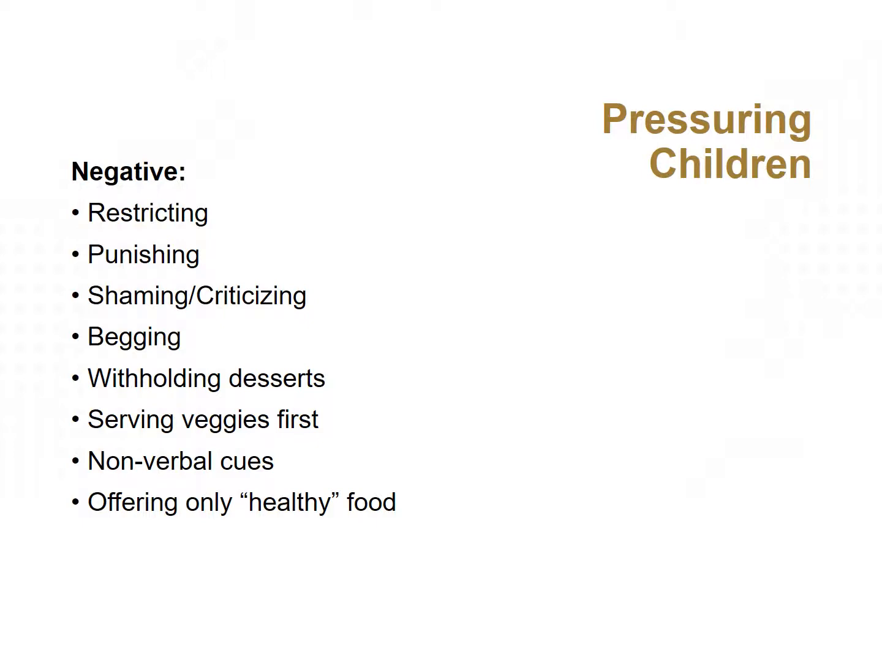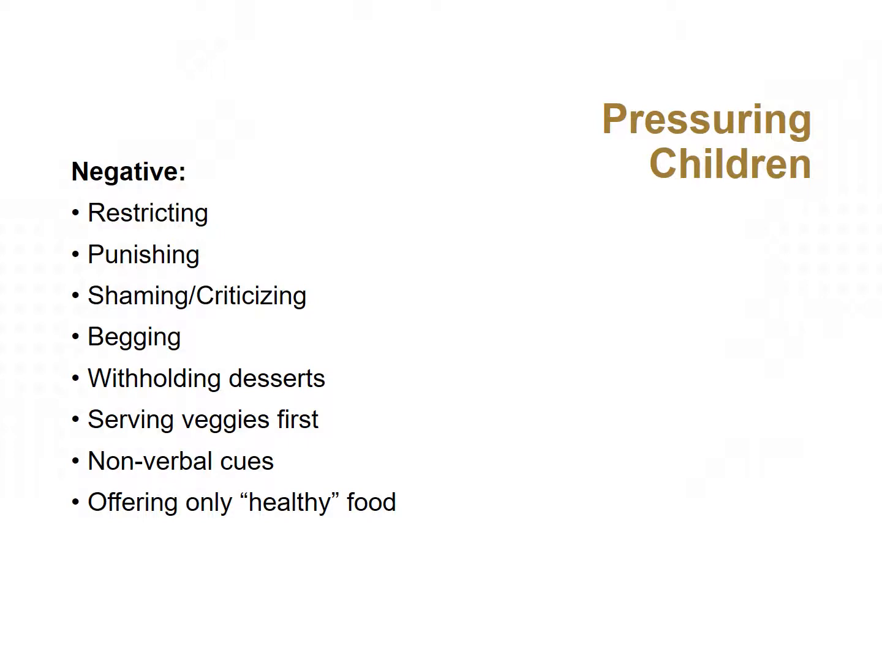So what happens when we pressure children to eat? Well, there's negative pressure, which is a form of pressuring children to eat. Some of that would be restricting, so not allowing seconds on a certain food item or having seconds at all, or serving smaller portions. There's punishing: if a child doesn't eat their vegetables, making them stay at the table till they clean their plate.